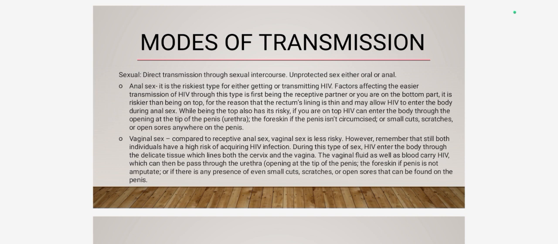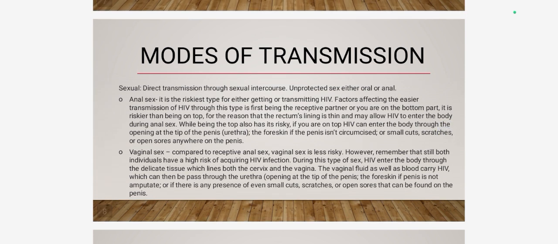While being the top also has its risks. If you are on top, HIV can enter the body through the opening at the tip of the penis or the urethra, the foreskin if the penis isn't circumcised, or small cuts, scratches, or open sores anywhere on the penis. And for vaginal sex, compared to receptive anal sex, vaginal sex is less risky. However, remember that still both individuals have a high risk of acquiring HIV infection.